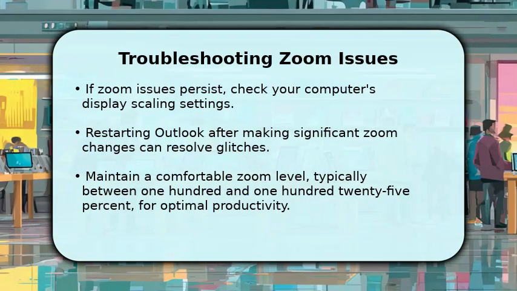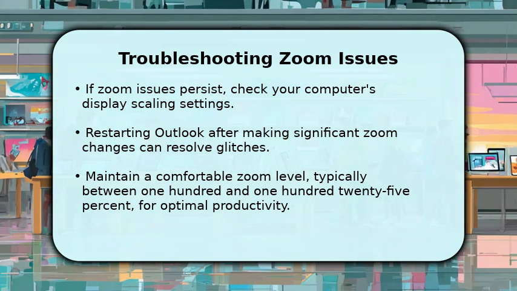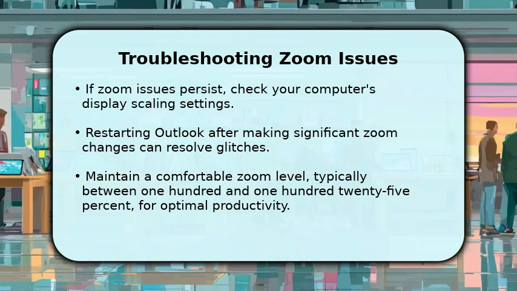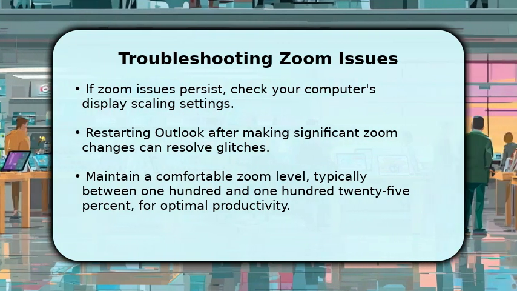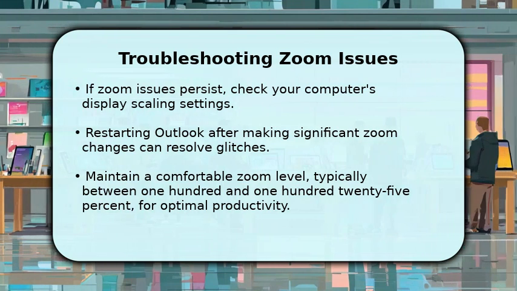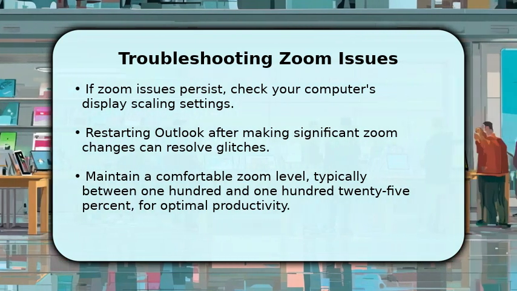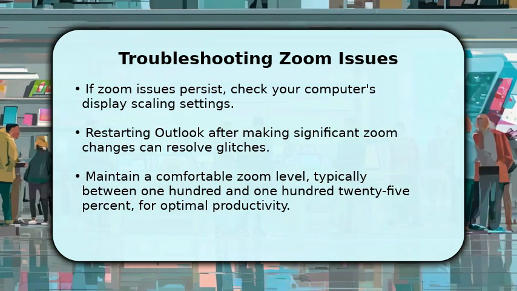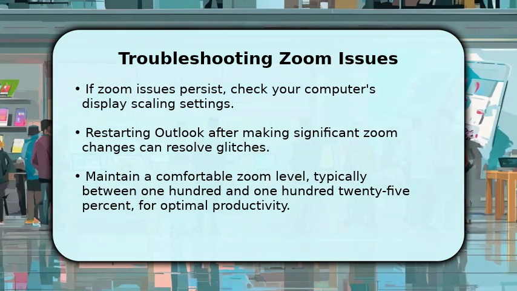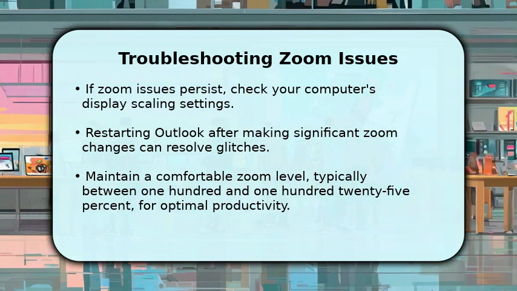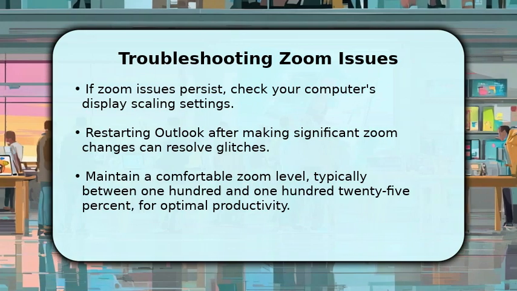If you find that zoom issues persist, it's a good idea to check your computer's overall display scaling settings, as these can sometimes override Outlook's preferences. Also, after making any significant changes to your zoom settings, restarting Outlook can often help apply those changes correctly and resolve any minor glitches. Aim to maintain a comfortable zoom level, typically between 100 and 125%, for optimal readability and productivity.